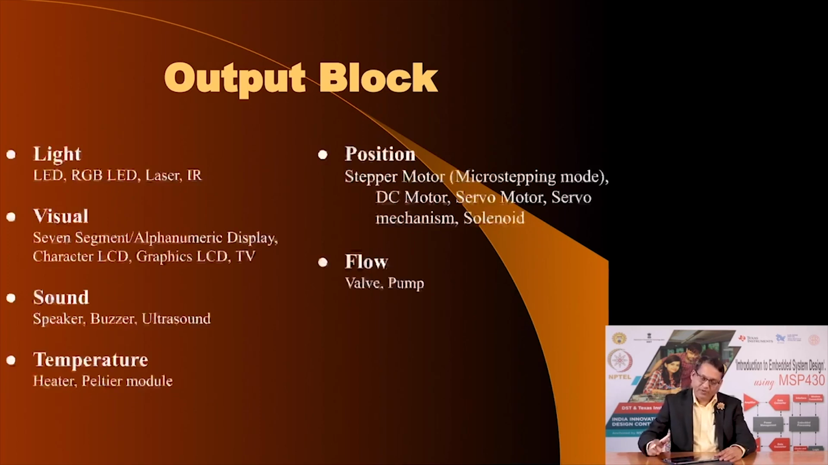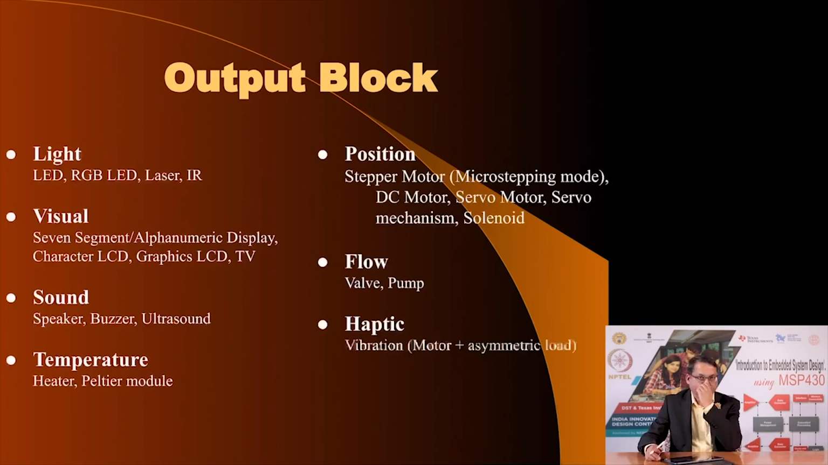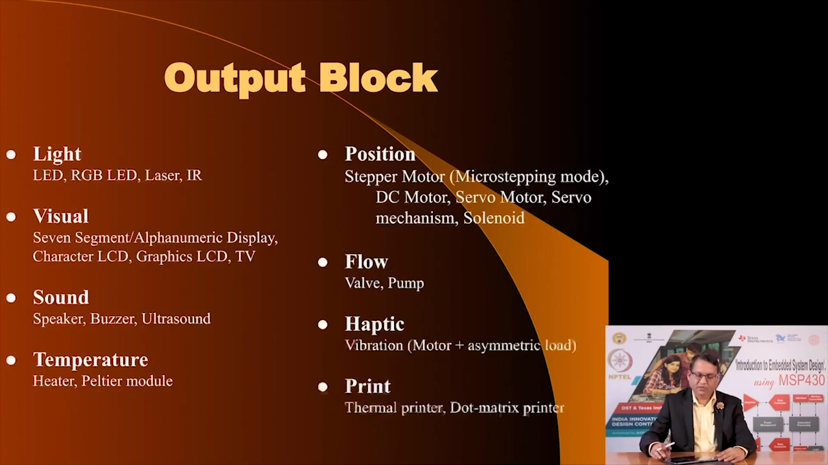You may want to provide haptic feedback to the user. This haptic feedback happens on your mobile phone. Whenever you input something on the device, it vibrates a little bit, that is a haptic feedback, and for that you use a vibration device which consists of a motor and an asymmetric load. And you may want to output information in a printed form, for which you may have a thermal printer or a dot matrix printer. These are some of the output block components.